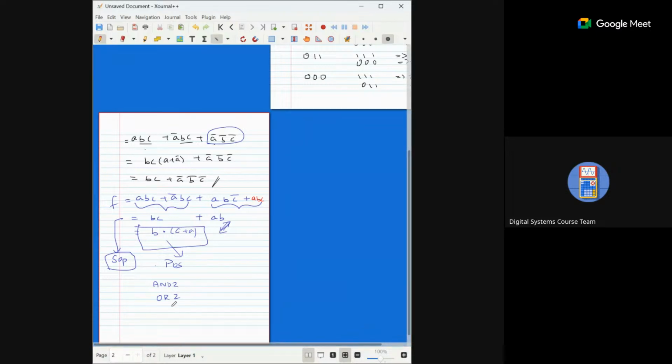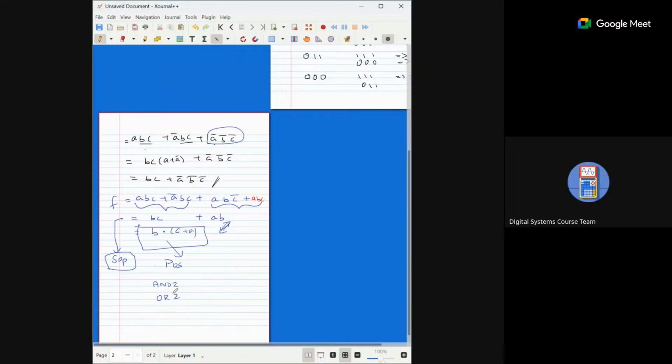I'm just telling you, if I have AND3, it means a three-input AND gate. So this AND3 and OR2 notation indicates the type of gate, and after that comes the number of inputs. So how is this notation used in the industry?